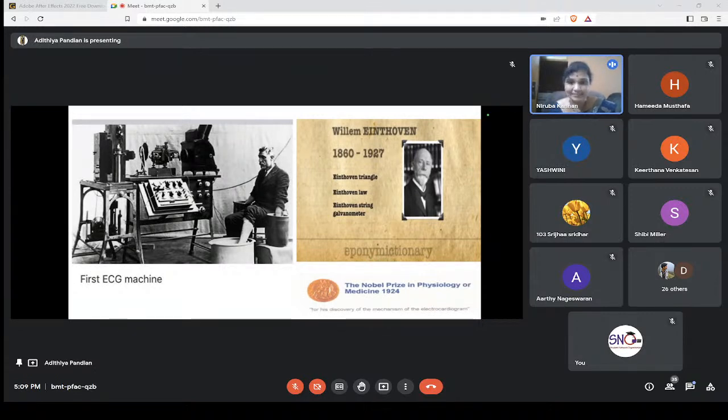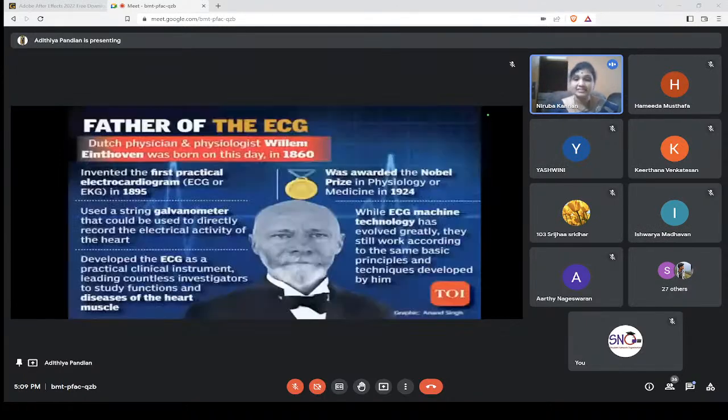But the basis, the principle behind doing an ECG, as the last point I mentioned there, is that they still work under the same basic principles and techniques developed by Einthoven. Willem Einthoven is a very interesting person. Using a string galvanometer, he himself made a reference point and did it on his own. Now, the next slide, please.